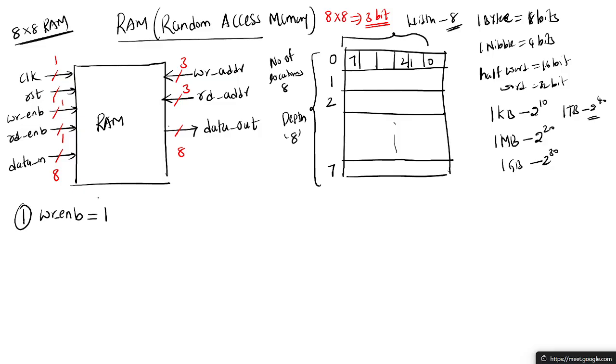We should make this signal 1 in order to write any data into RAM. If you want to write any data, you need to make write enable equal to 1. After making write enable equal to 1, we need to provide the address.